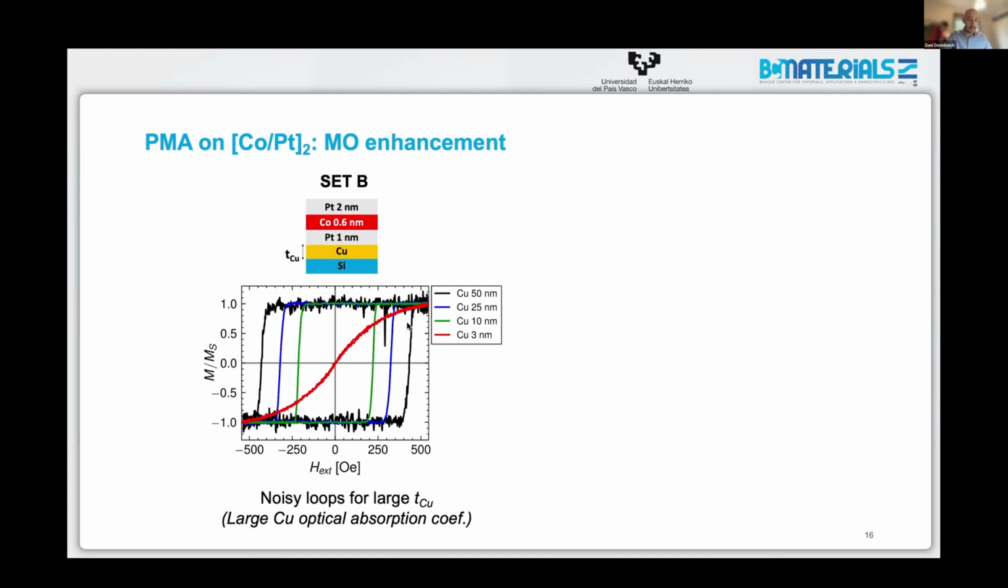We need to address a specific issue regarding large amounts of copper, due to its large optical absorption.